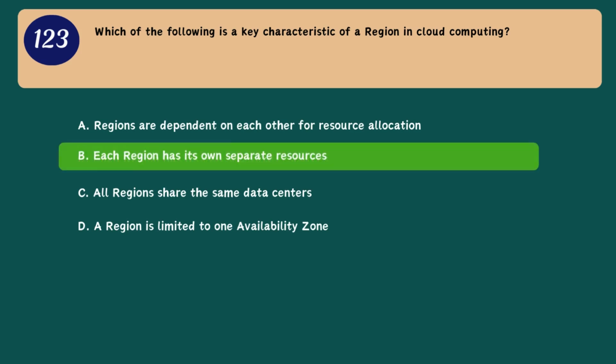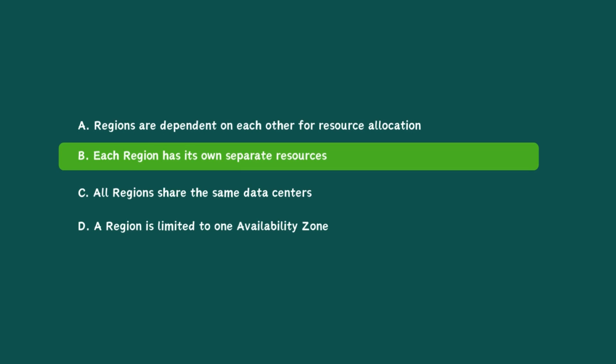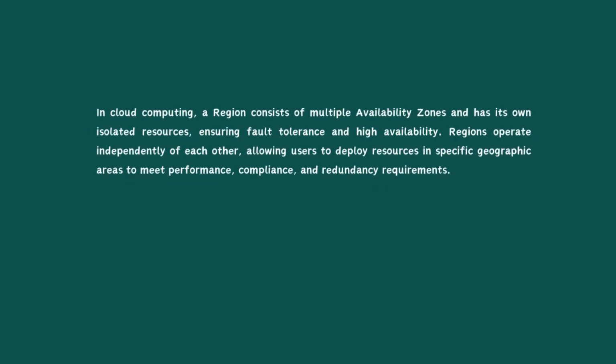Correct answer. B. Each region has its own separate resources. In cloud computing, a region consists of multiple availability zones and has its own isolated resources, ensuring fault tolerance and high availability. Regions operate independently of each other, allowing users to deploy resources in specific geographic areas to meet performance, compliance, and redundancy requirements.